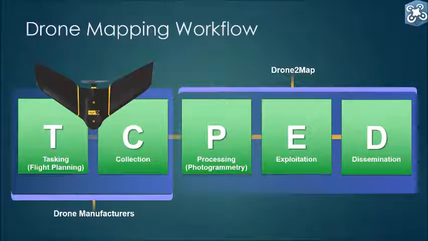You'll then download your data for use in Drone2Map, where you'll process and exploit the data to create such things as orthomosaics, digital surface models, point clouds, or perform inspections. I described that to you before. The results of which can be shared or disseminated, as it says, via ArcGIS Online, or you can do something like a 3D PDF, which I'll show to you shortly as well.